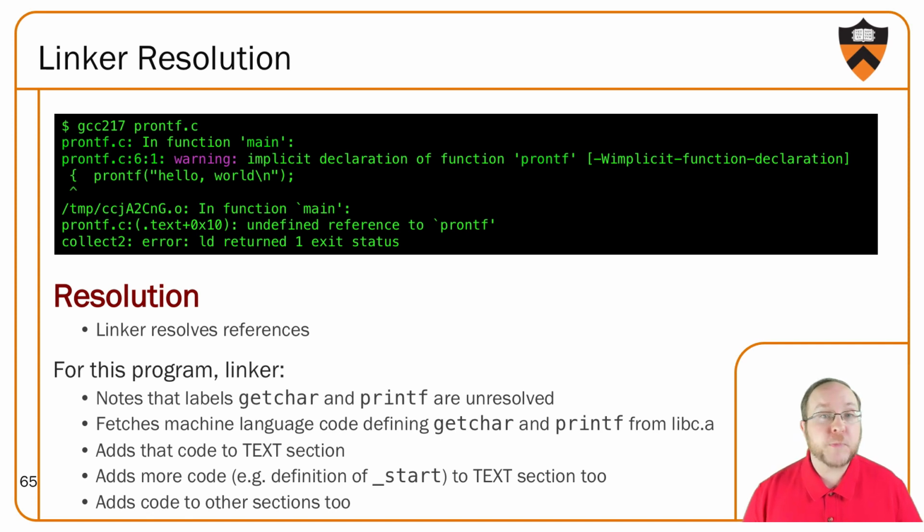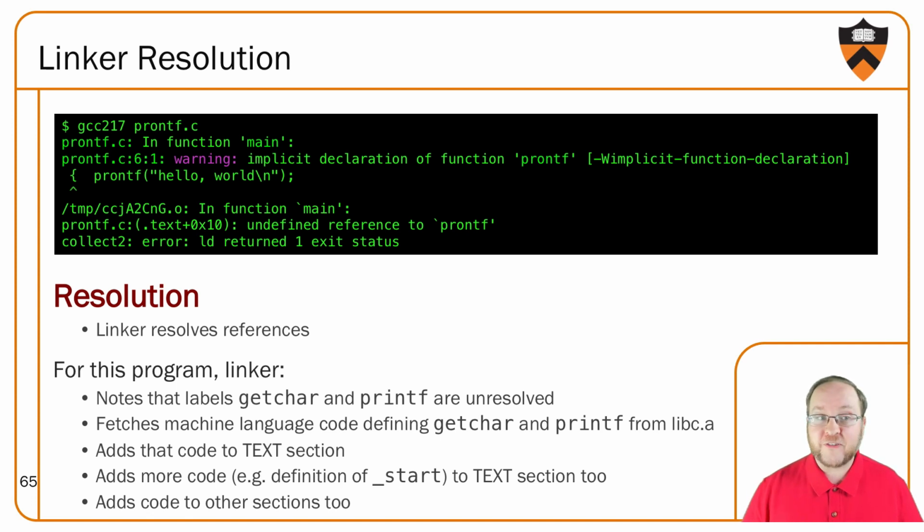It will fix this by going out to libc.a, which is just a big archive file made by the AR tool. It's like a tar file, except there's no directory structure. And it will find the corresponding standard library .o file that contains the function's machine code. And then it will add that machine code into its combined text section.